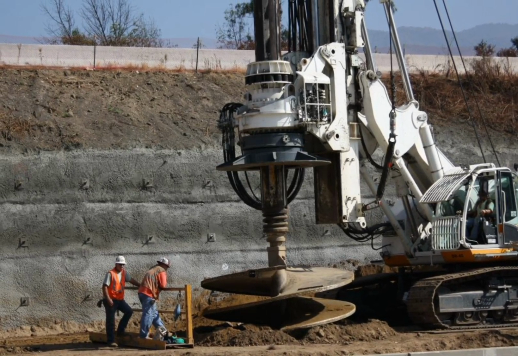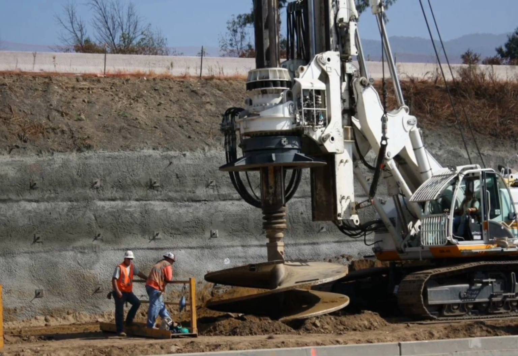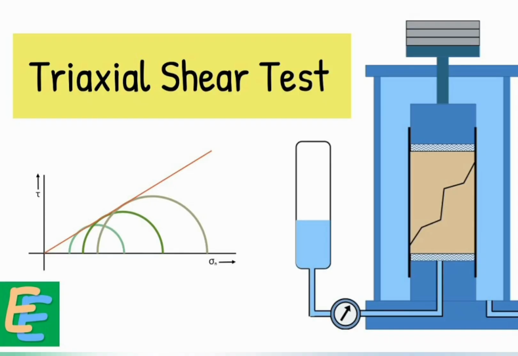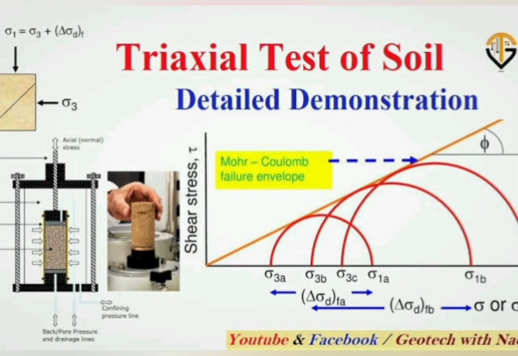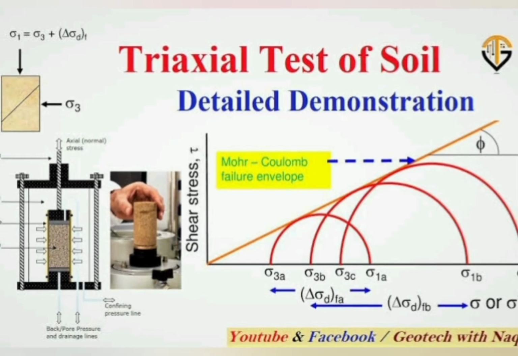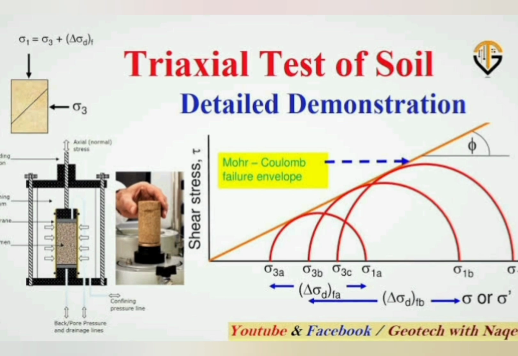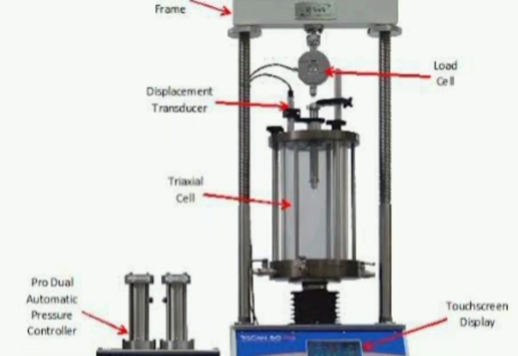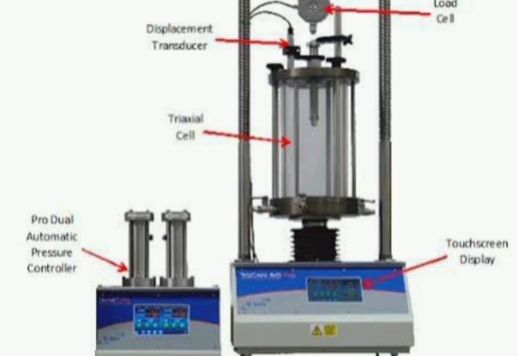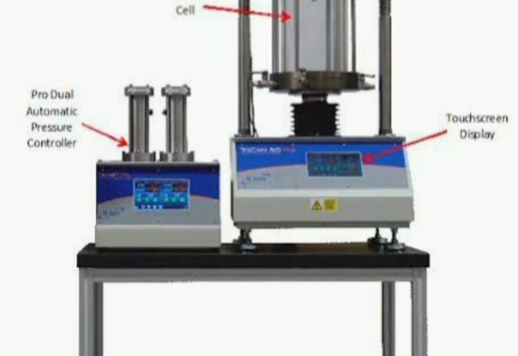For a more sophisticated and accurate measure of strength, especially for critical projects or complex loading conditions, we use the triaxial test. This is the gold standard. Here, a cylindrical soil specimen is enclosed in a rubber membrane and placed inside a pressure chamber. It's subjected to an all-around confining pressure, simulating the pressure from the surrounding soil at a certain depth. Then, an axial load is applied until the sample fails. The key advantage is that the sample is free to fail along its weakest plane, not a predetermined one.